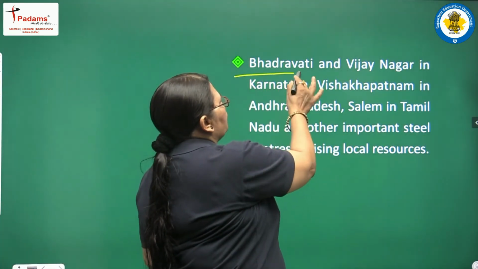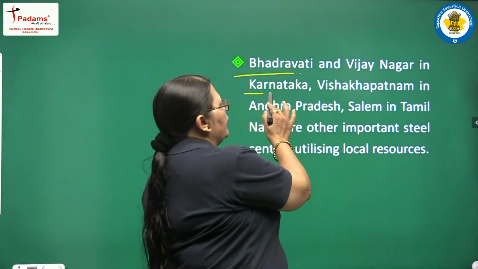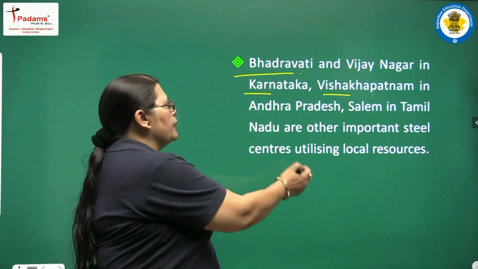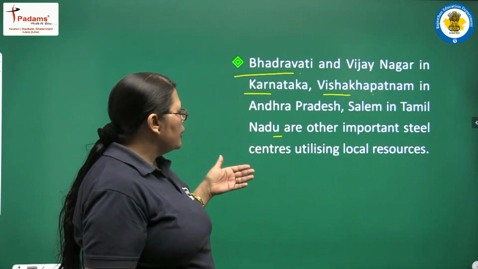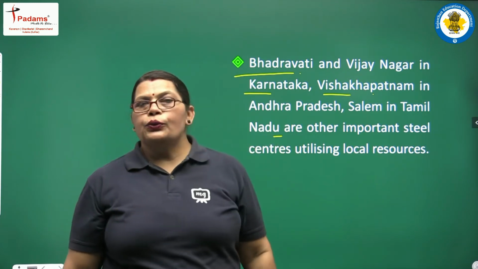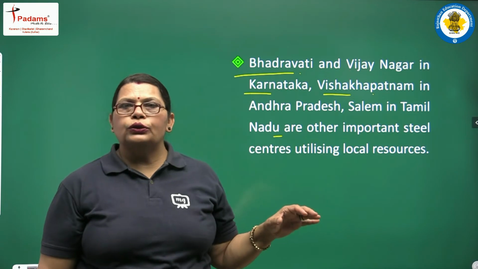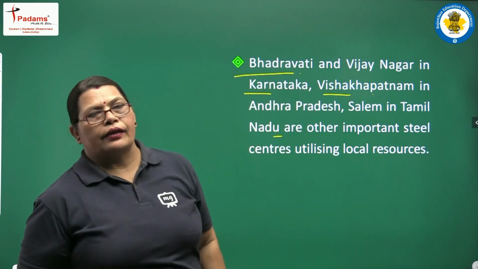When we are talking about Bhadravati and Vijayanagar in Karnataka, Visakhapatnam in Andhra Pradesh, Salem in Tamil Nadu, these are also important other steel centers utilizing local resources, and with all these local resources, these centers also produce steel there.